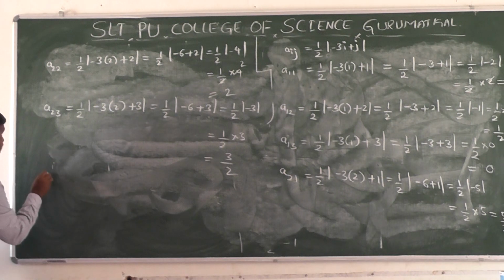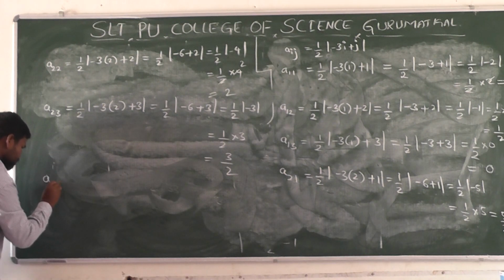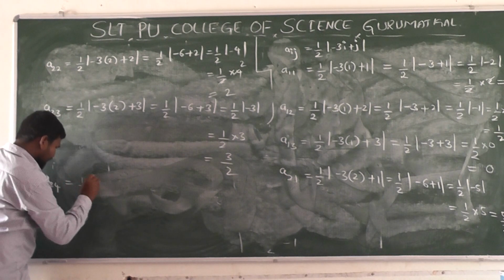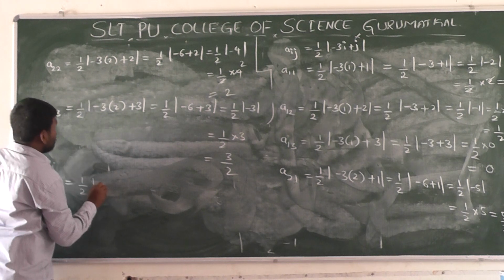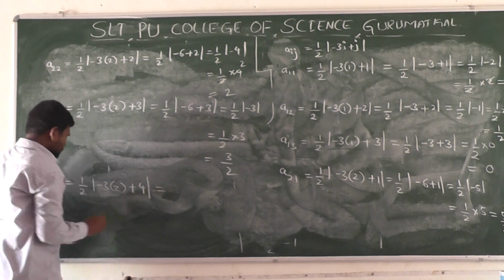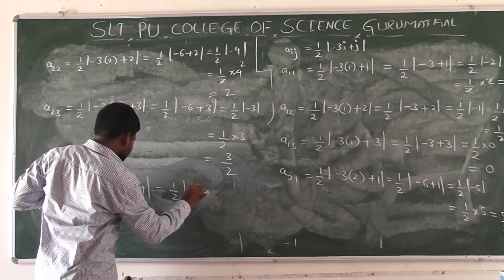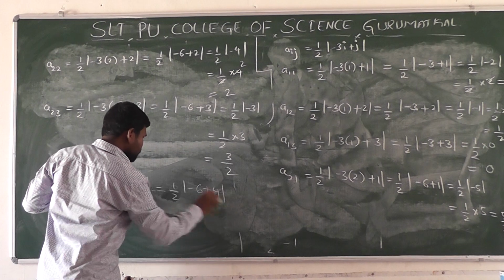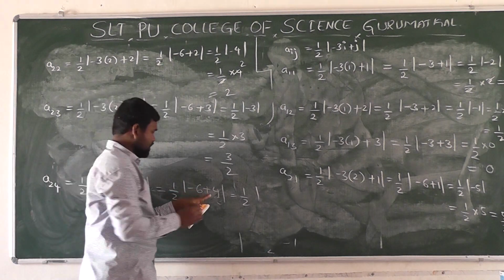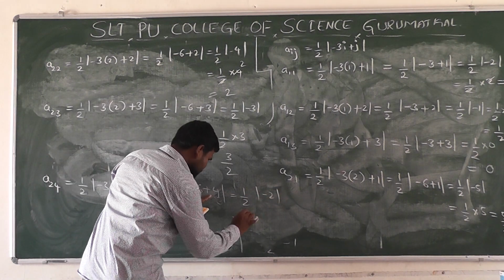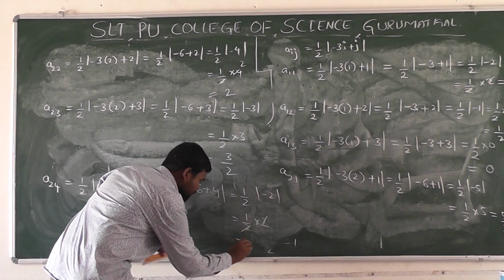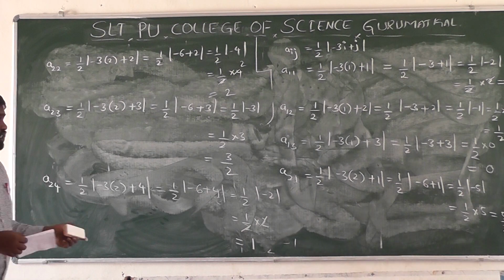Next, A24, second row, fourth column element. Right? Next, 1 by 2, i is nothing but 2 and j is nothing but 4. Modulus of minus 3 into 2 plus 4. 1 by 2 modulus of minus 6 plus 4. Here 1 by 2 modulus of minus 6 plus 4, how much here? Minus 2. Modulus of minus 2 is nothing but 2. 1 by 2 into 2, the 2 and the 2 get cancelled. Remaining is 1. Next.